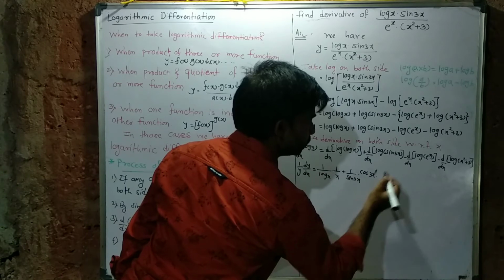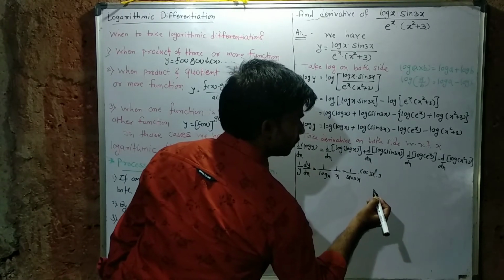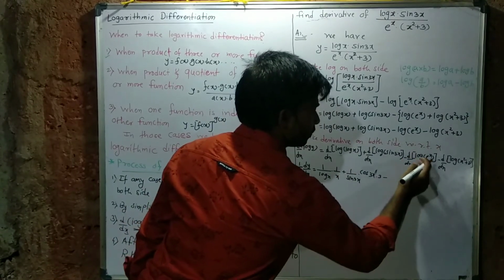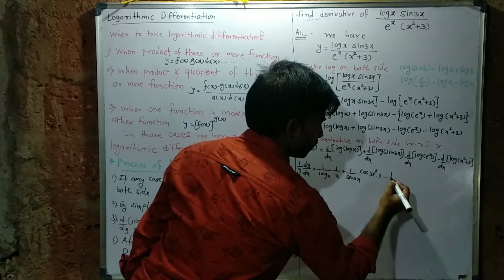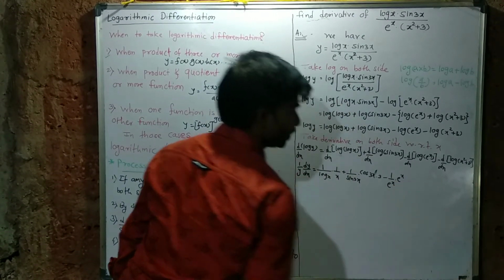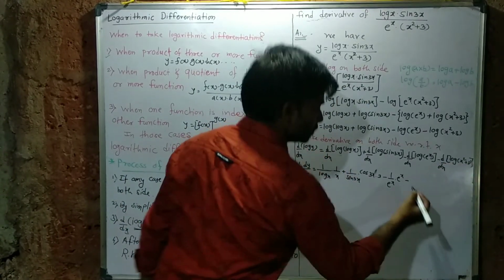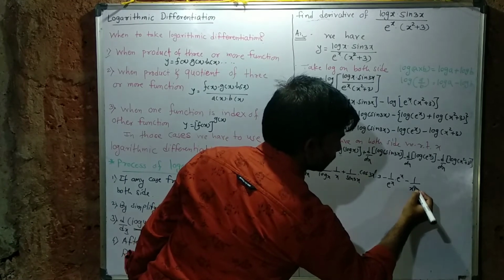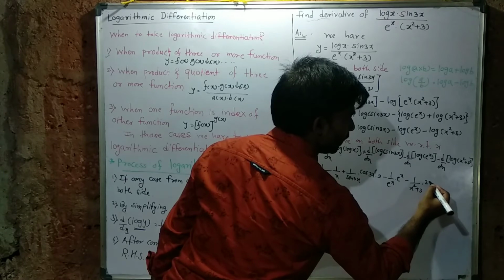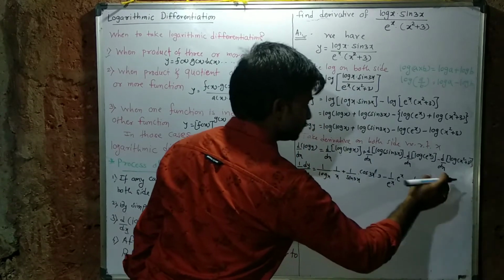into again the derivative of 3x, which is 3. And minus the derivative of log e raised to x, which is 1 divided by e raised to x into the derivative of e raised to x, which is e raised to x. Minus the derivative of log of x square plus 3, which is 1 divided by x square plus 3 into 2x plus 0, because the derivative of 3 is 0.